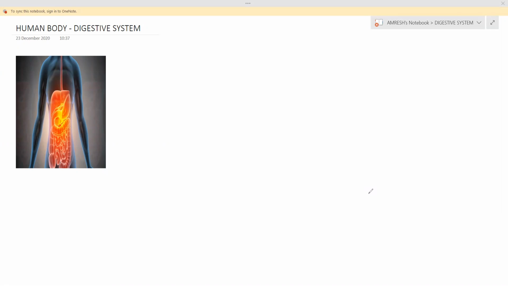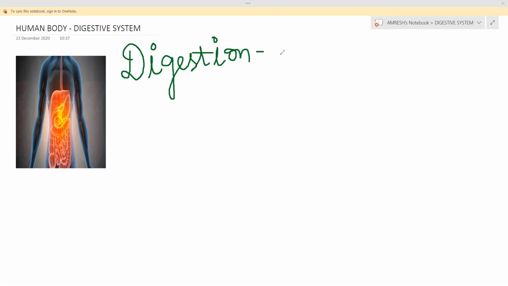Today, we are going to start a new chapter of human body science, that is the digestive system. Before going to the digestive system, we have to know about the process followed by the digestive system, that is digestion. The digestive system undergoes a process called digestion. So, what is digestion?